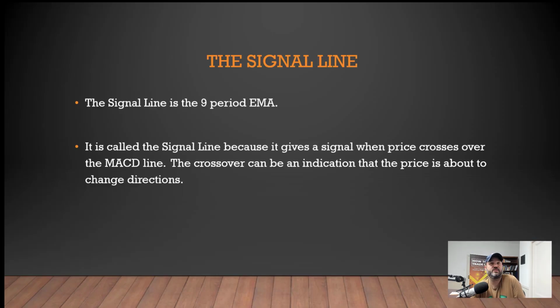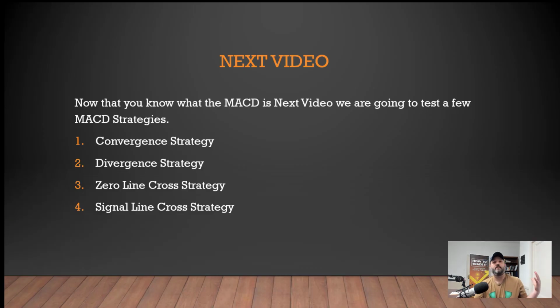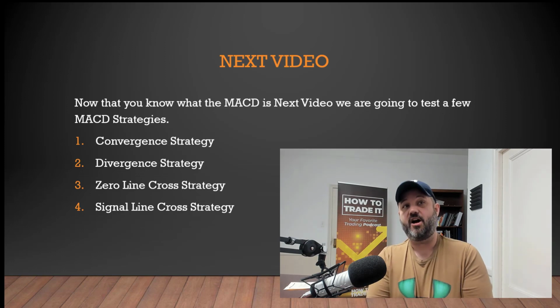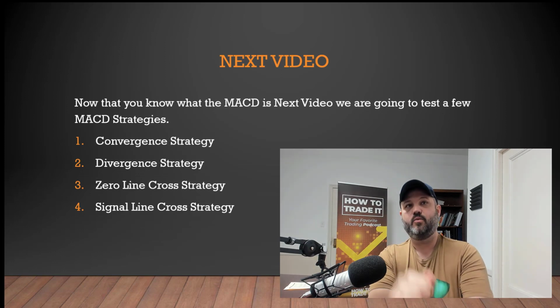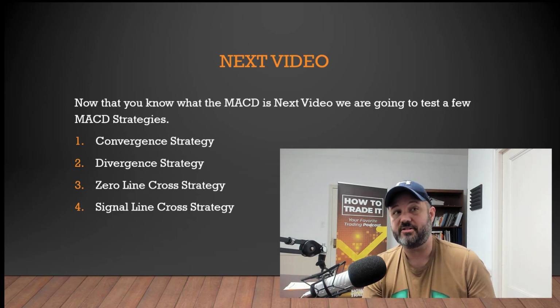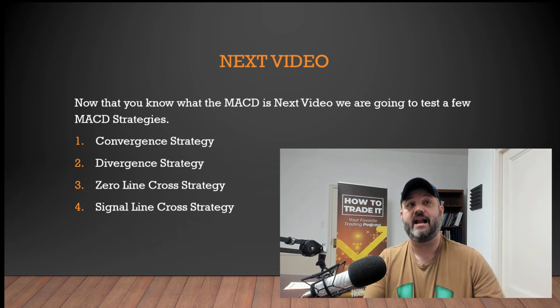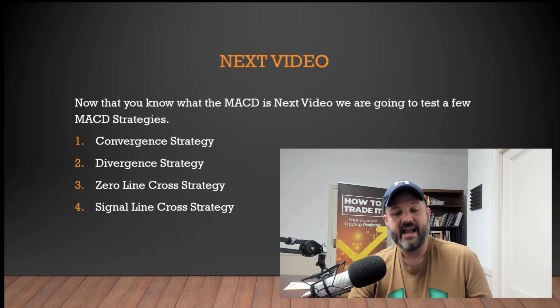So, lots of information that I've downloaded here. I want you to think about it. I want you to go over it, pause it, view the video, and in the next video, we're going to talk about strategies on how we're going to trade the MACD. We're going to talk about the convergence strategy. We're going to talk about the divergence strategy, the zero line cross strategy, and the single cross strategy. So get ready for that. I'm going to go over it. I'm going to talk about it, test them, show them how we can trade it, and see all that.